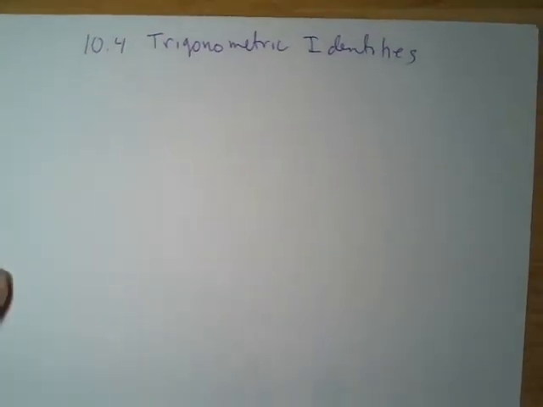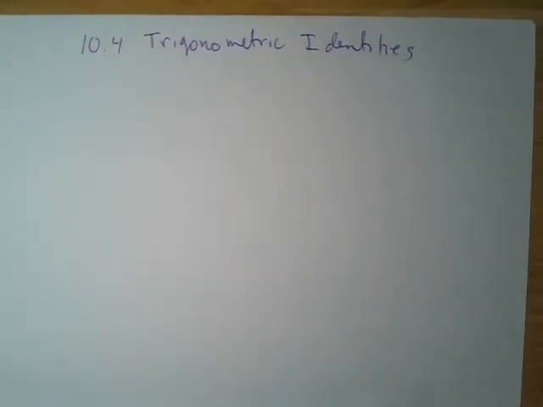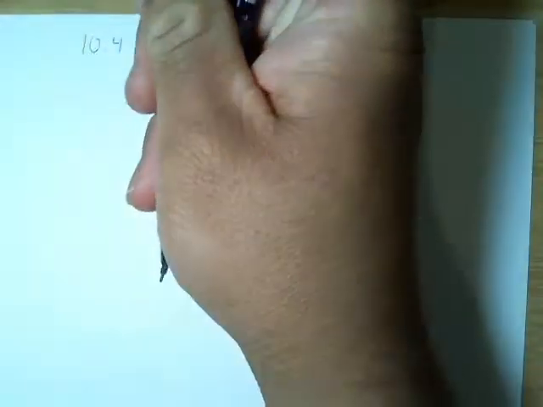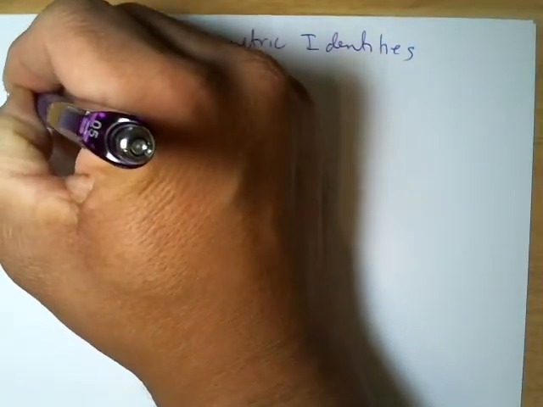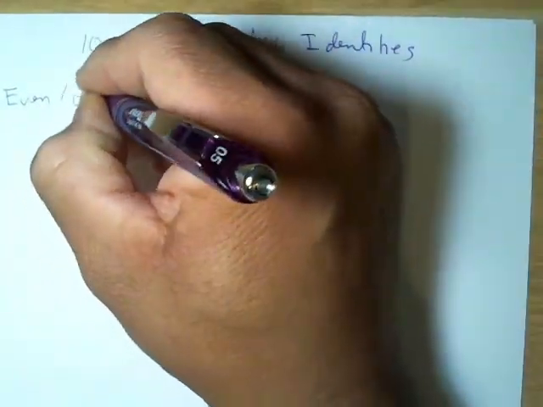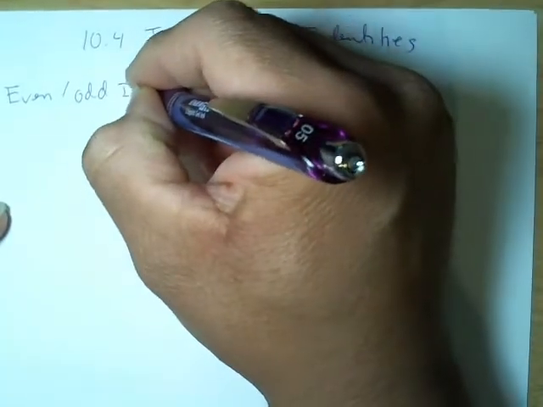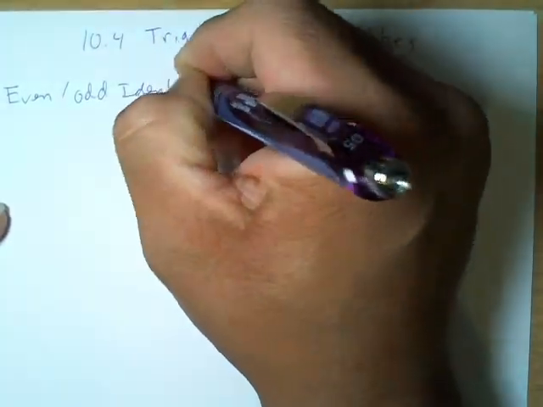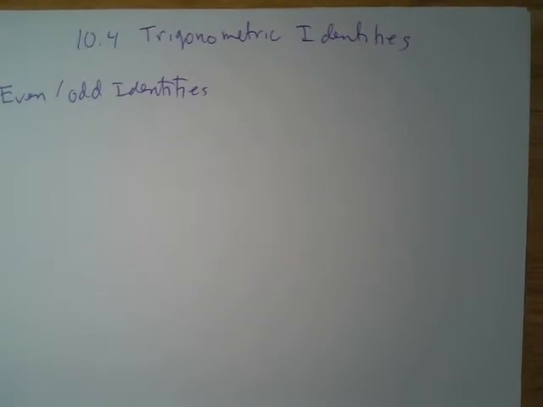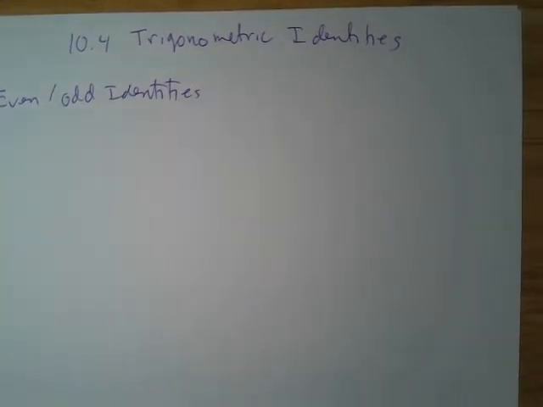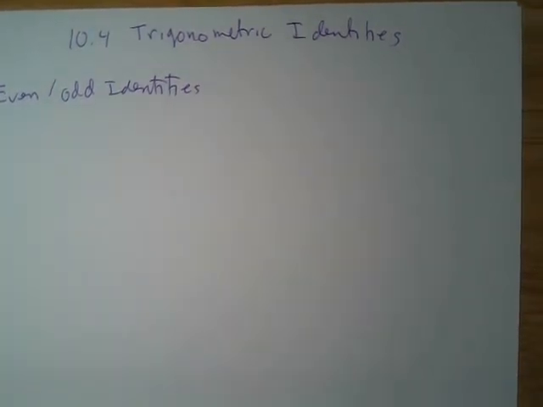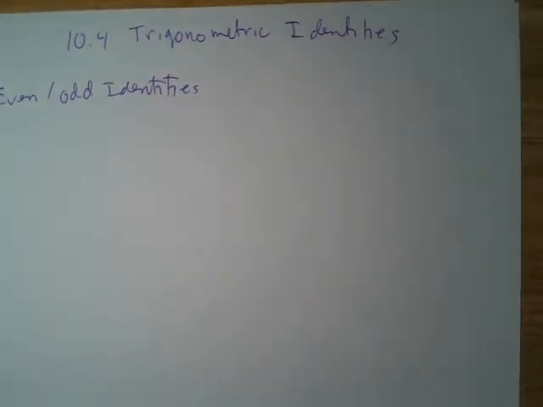Okay, so we're going to cover section 10.4. We're going to introduce trigonometric identities. The first identities that we're going to go over are what are known as even odd identities. We're going to look at the relationship between the cosine of theta and cosine of negative theta, and then the other 6 trig functions as well.